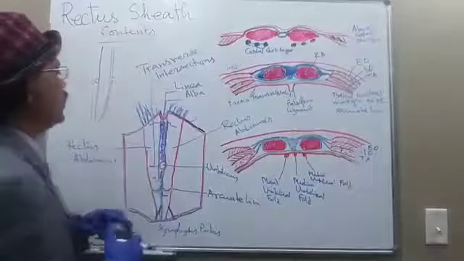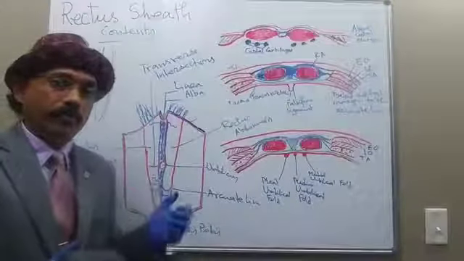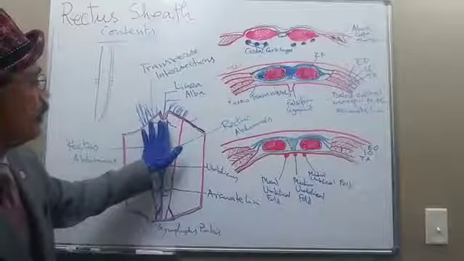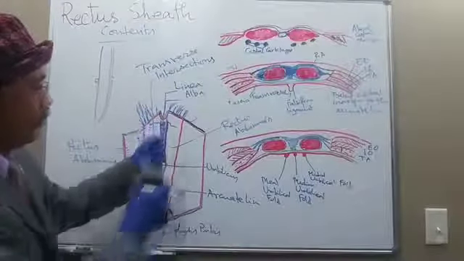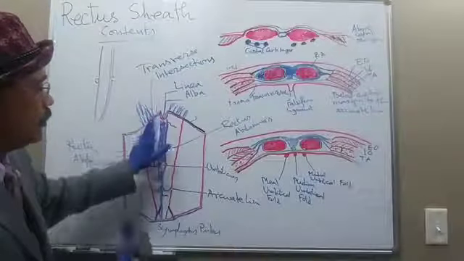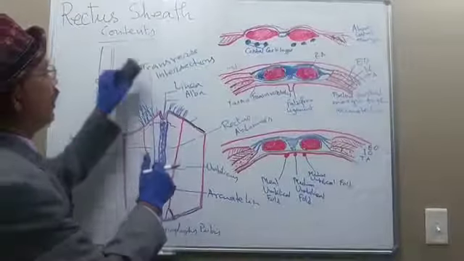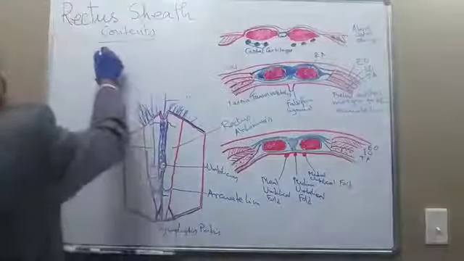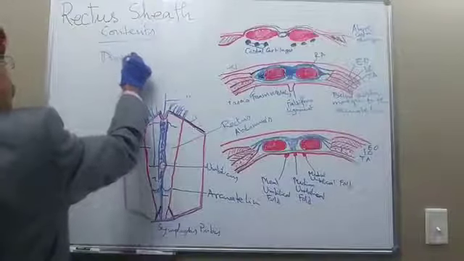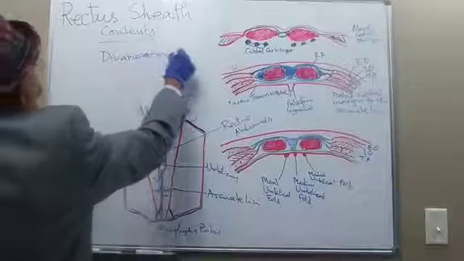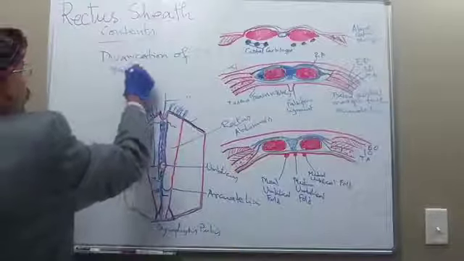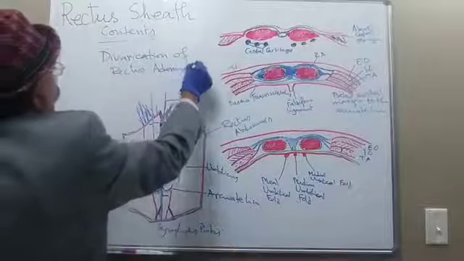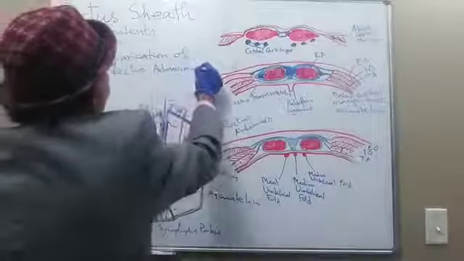Okay, now in a thin and lean person on starvation, or in case of multiparity, there will be extension of the linea alba, this connective tissue. The muscles may separate out, and we call it divarication of the rectus abdominis muscle. Okay, so we got that.